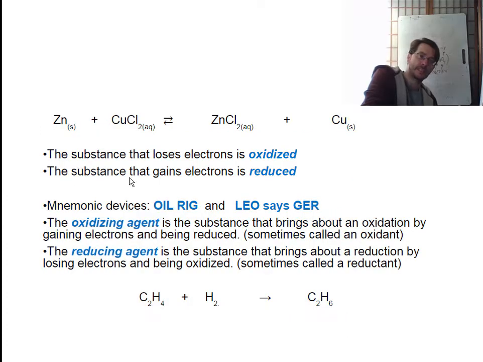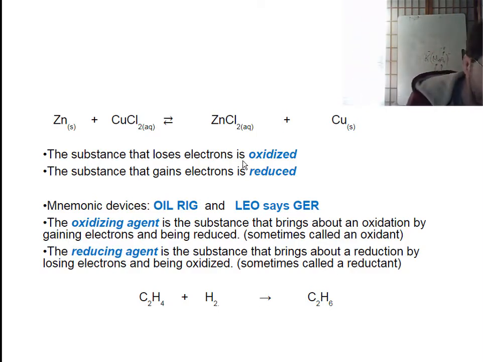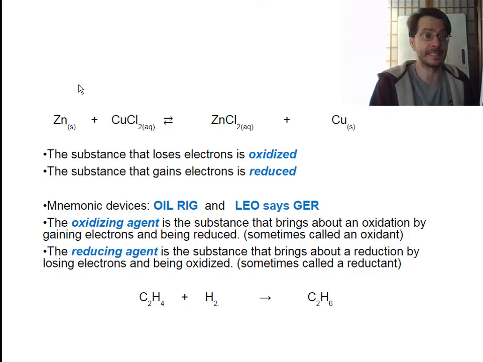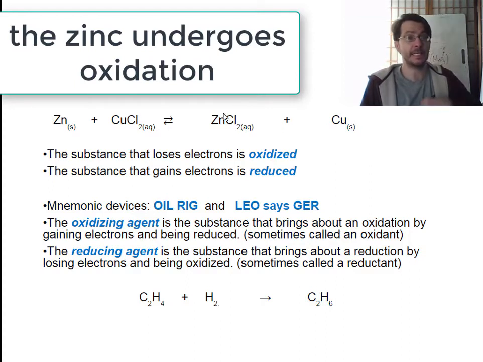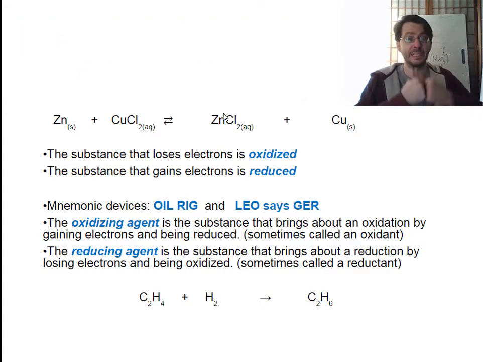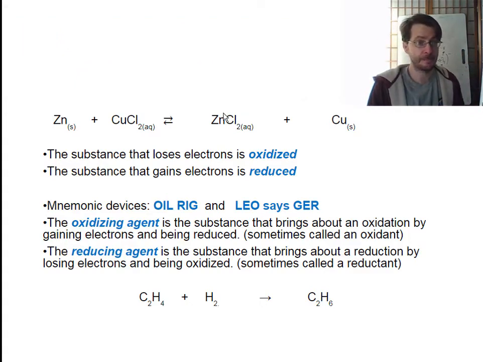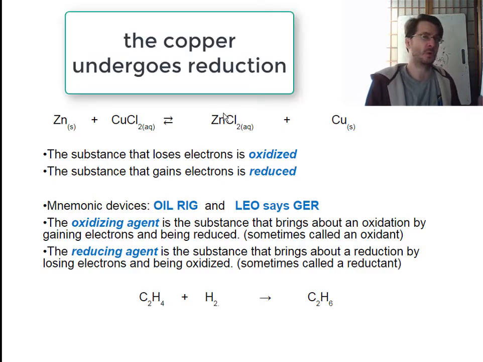So the substance that loses electrons is said to be oxidized. All right? We say that the zinc goes from zinc to zinc +2. It has been oxidized from zinc to zinc +2. This is an oxidation reaction, zinc to zinc +2. And in that process, it loses electrons. Those electrons are released. The substance that gains electrons, the one that becomes more negative or lowers the oxidation number, is reduced.